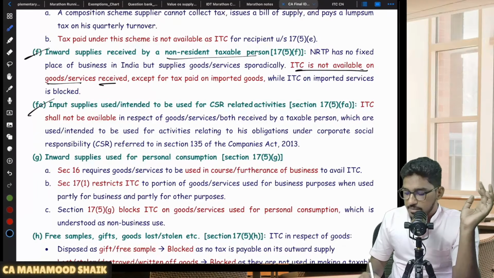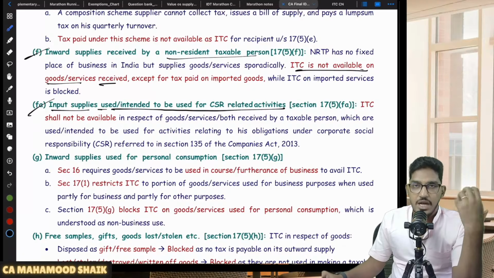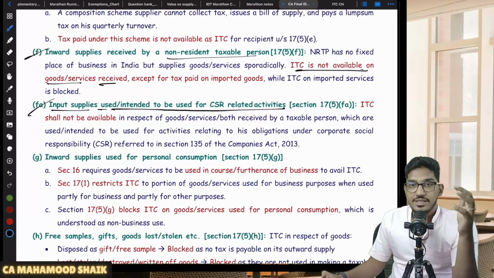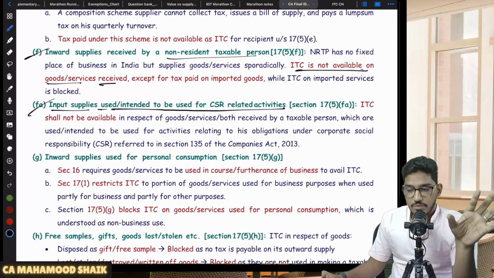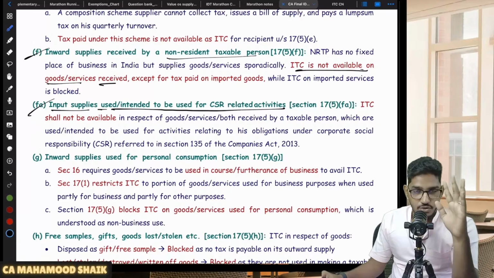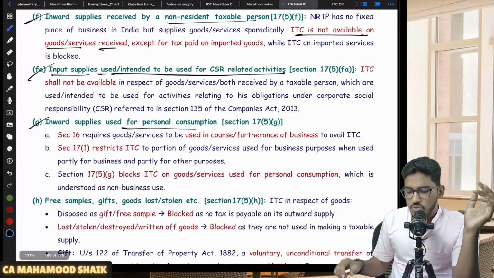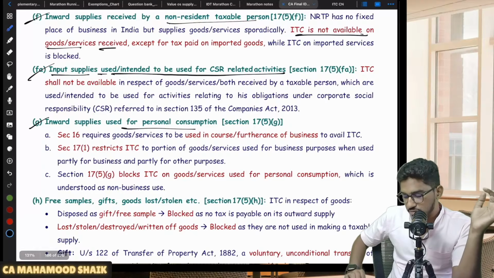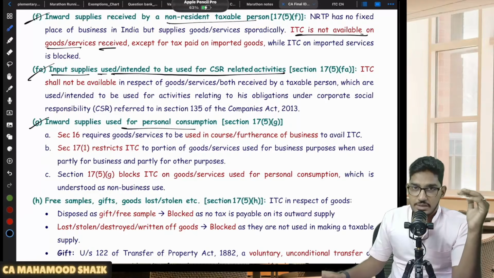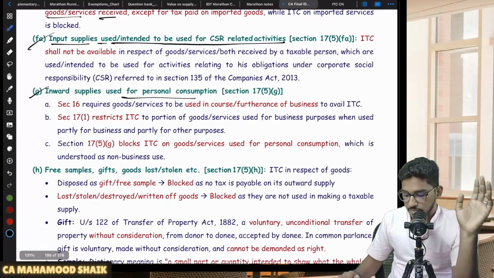Next, input supplies used or intended to be used for CSR activities. If some company is procuring goods and those goods are required to fulfill CSR obligations, or you are procuring some services on which you have paid GST, can I claim ITC of that? No. Next, inward supplies for personal consumption, that is once again related to non-business use only. If you are buying goods and services for personal consumption of directors or employees, then also ITC will be blocked.